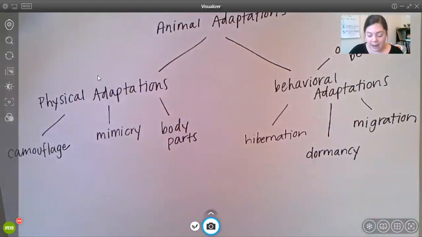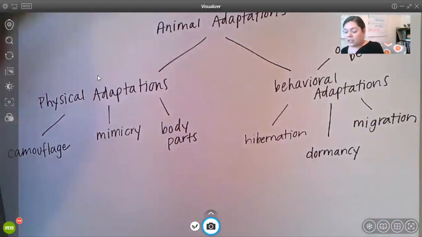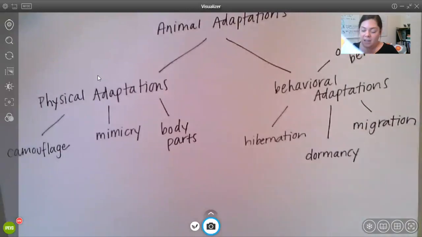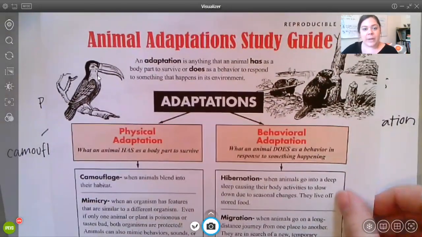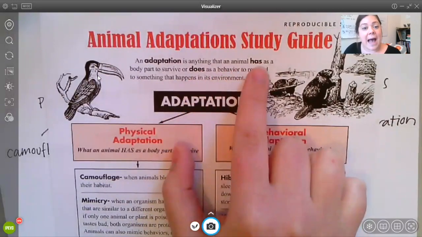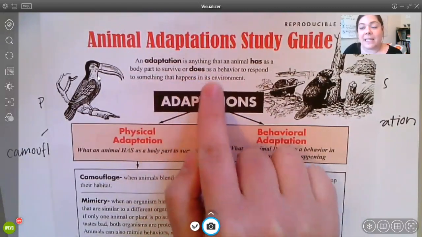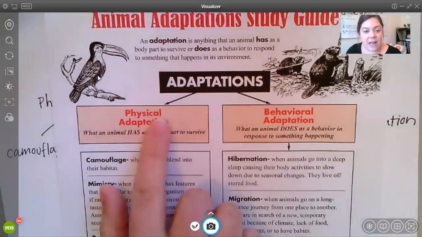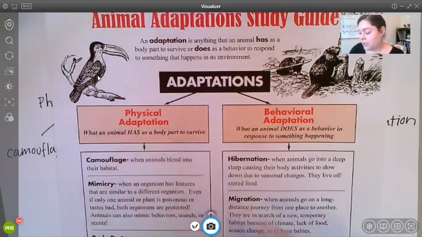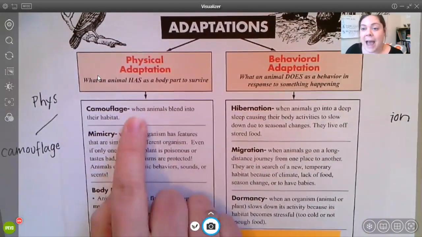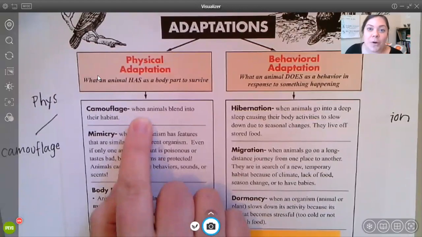So today we talked a lot about different ways that animals survive in nature and in the wild. We talked about two big categories of animal adaptation, where we know that an adaptation is anything that an animal has as a body part to survive, or does as a behavior to respond to something that happens in its environment. Physical adaptations are what an animal has as a body part to survive. Specifically, we talked about camouflage, when an animal blends into their habitat, like the tree frog, or even a green inchworm in the grass, or a snake out in the desert, or a deer in the forest.